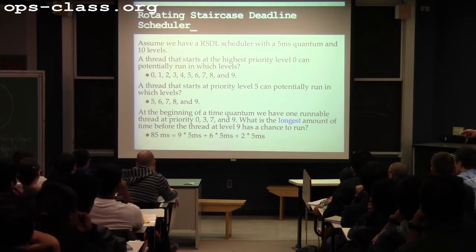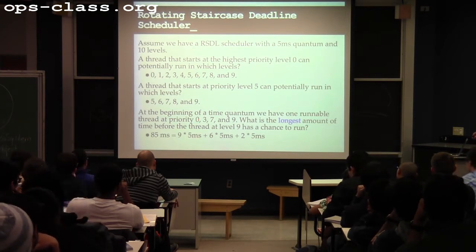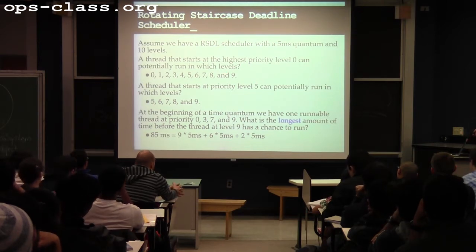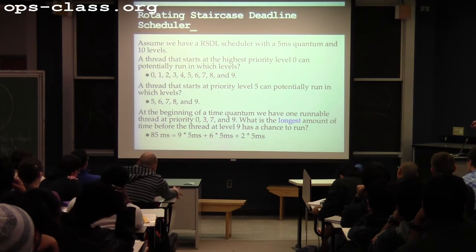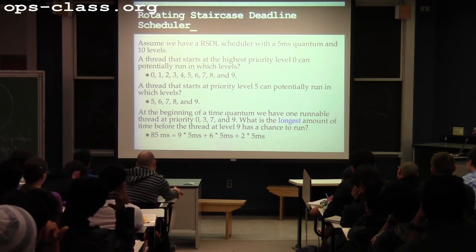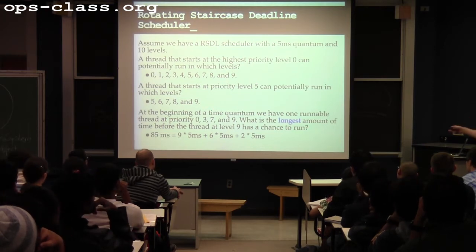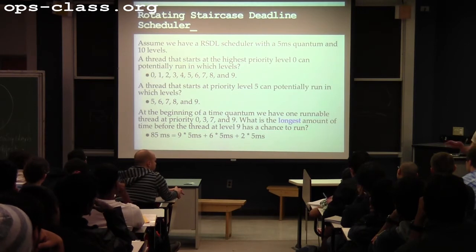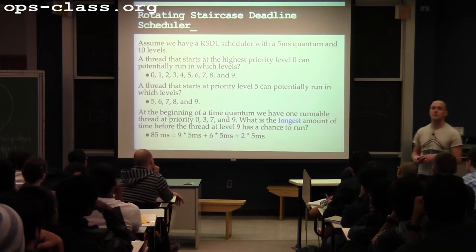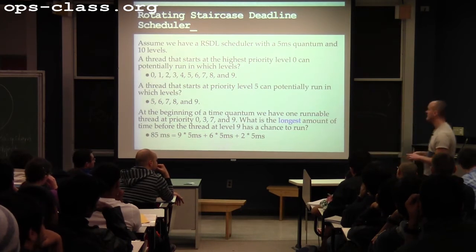Yeah, OK, so we have one thread that can run at priority 0 through 8. So that's 9 levels, right, for 5 milliseconds. That's the time quantum, right? I have a thread at level 3 that can run in 3, 4, 5, 6, 7, and 8, so that's 6 levels. And I have a thread at 7 that can run in 2 levels, right? So assuming, and again, this is a bound, right? It's possible that the thread at level 9 can run more quickly. You guys who are confused, make sure you watch the video.